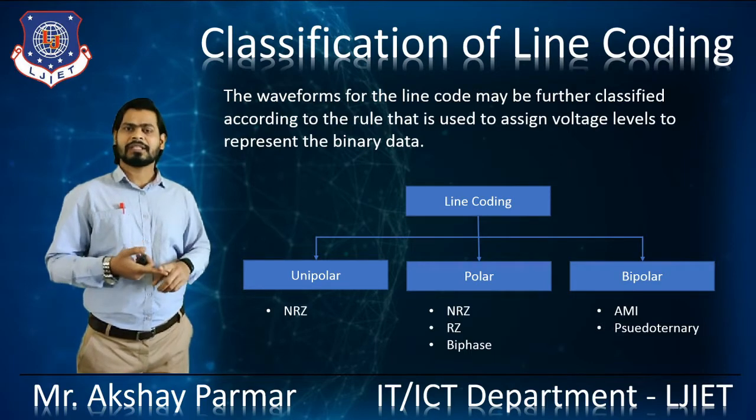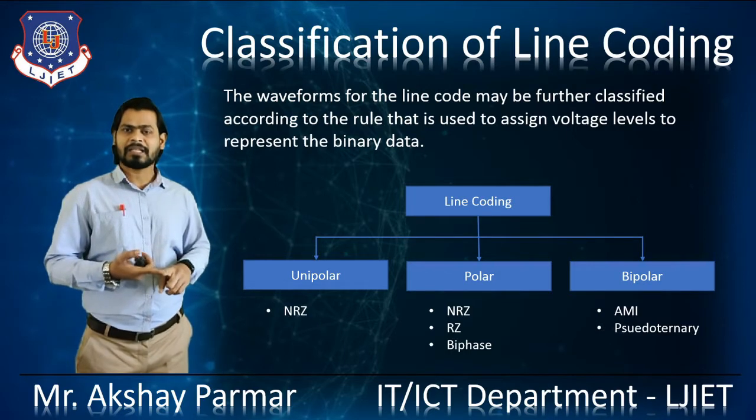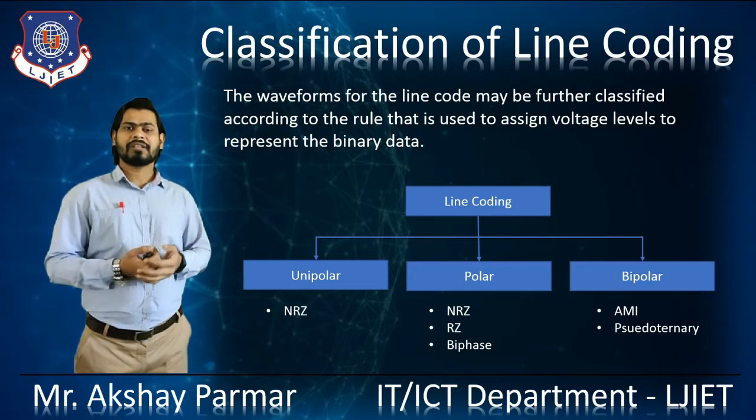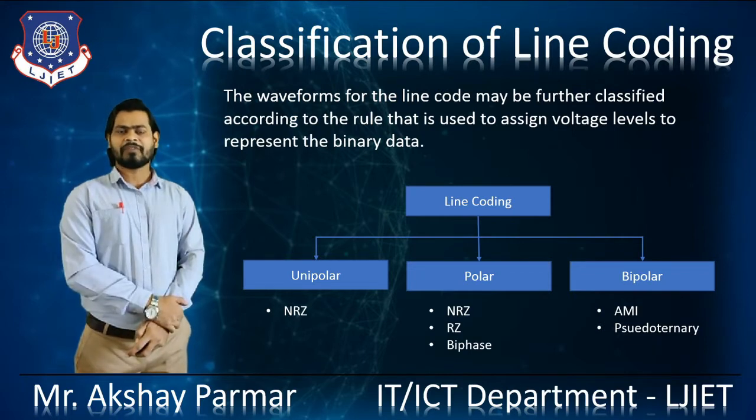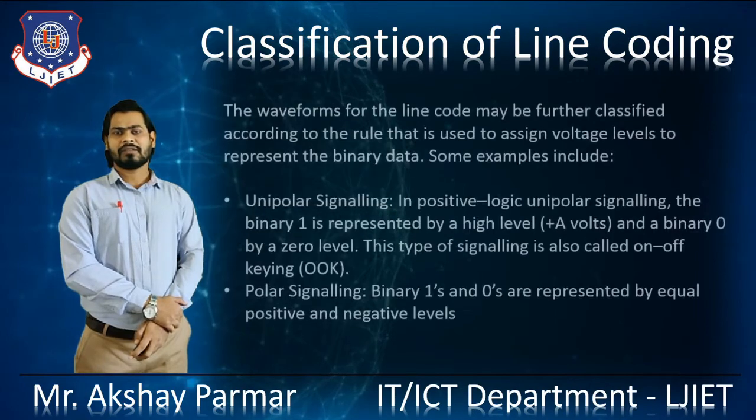Biphase is a subpart of the polar. Right after that, the third part, the bipolar. In that, AMI and pseudo ternary are the types of line coding techniques of the bipolar, right? So let's see them one by one.